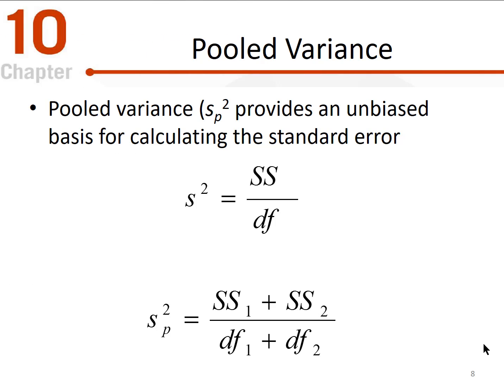But what if we have two samples for which the number of respondents are different, so N is different, so N1 does not equal N2? In this case, we need to put different weight on the two sample variances.